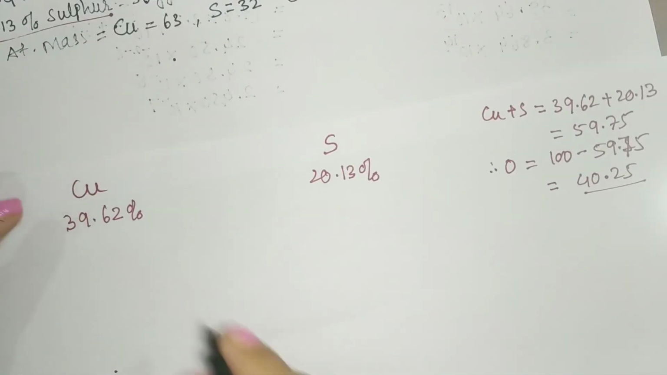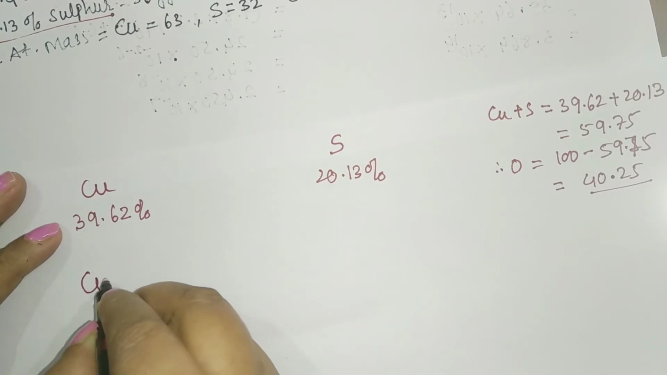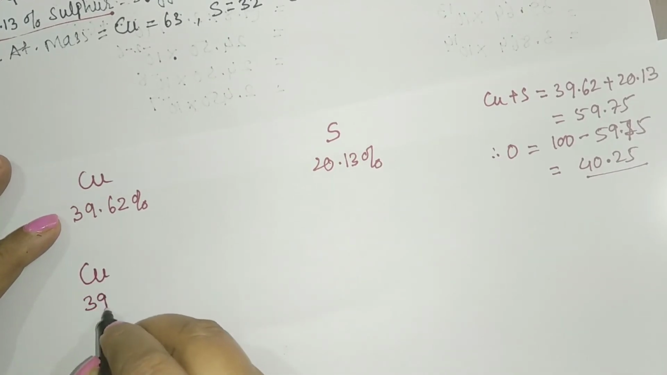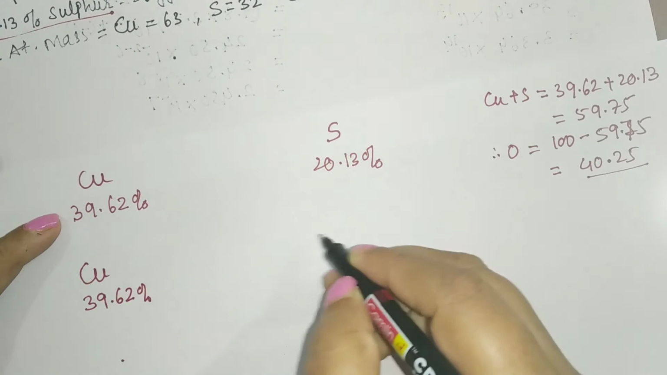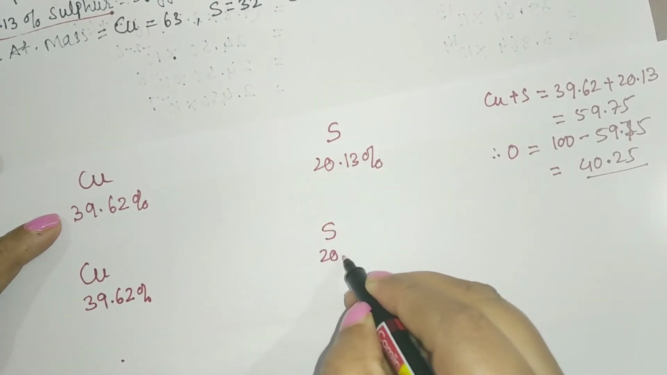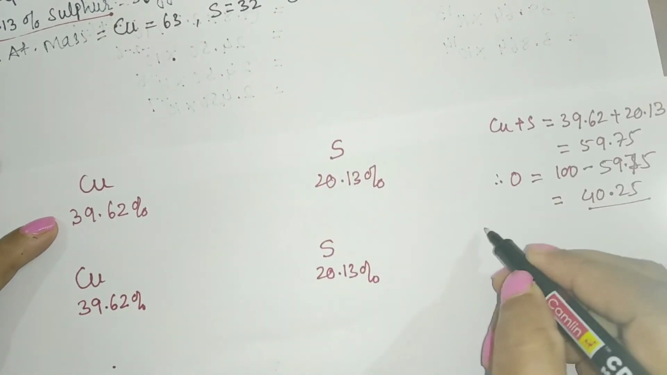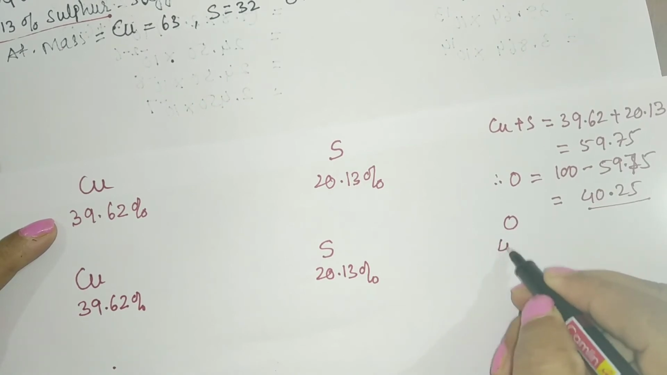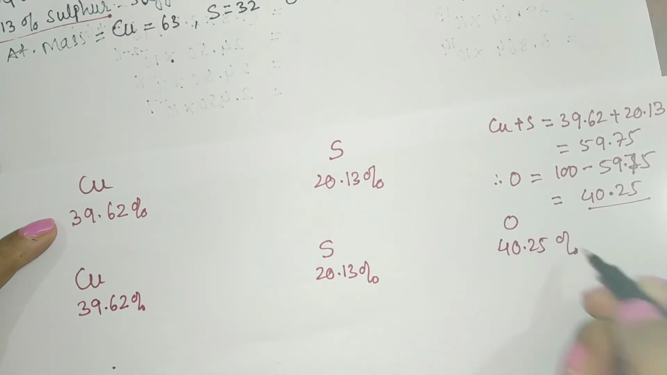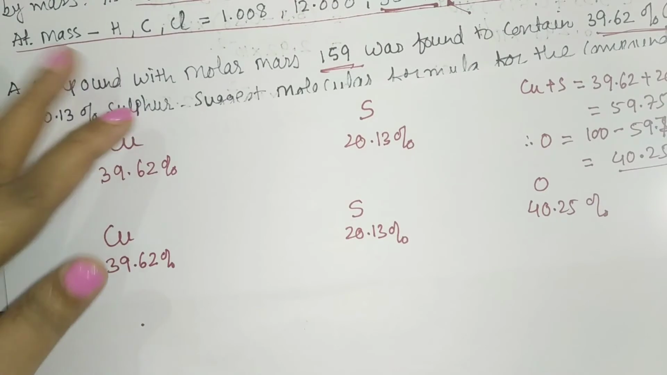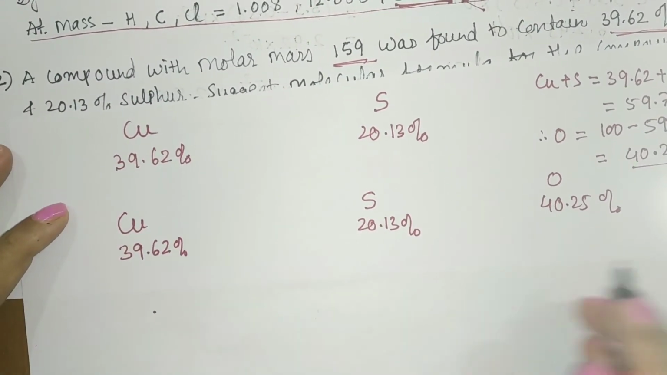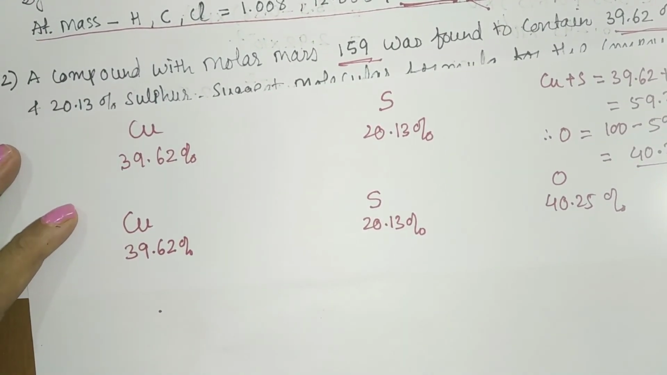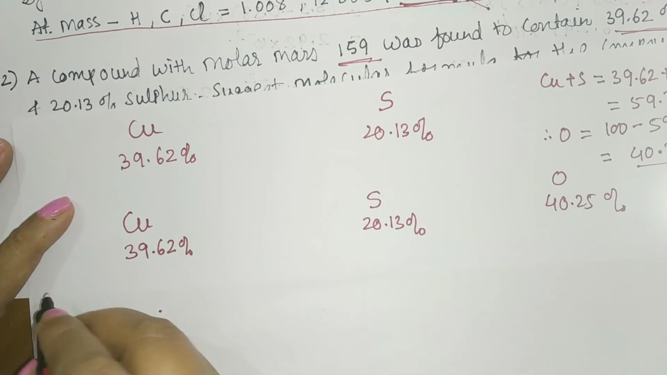And therefore, let us make a chart now. The copper you have is 39.62%. Next you have sulfur which is 20.13% and now you have oxygen also which is 40.25%. So this is what you have to use now for the calculation. So you have written this. Now let us come to the second step, that you have to calculate the number of moles.